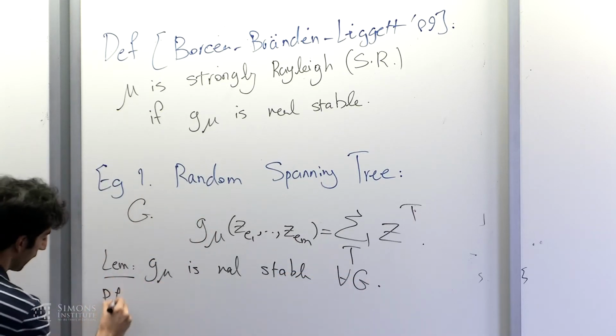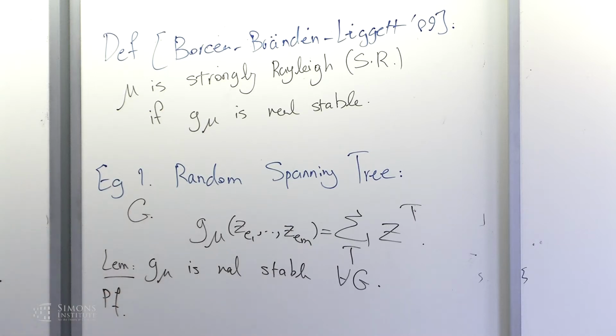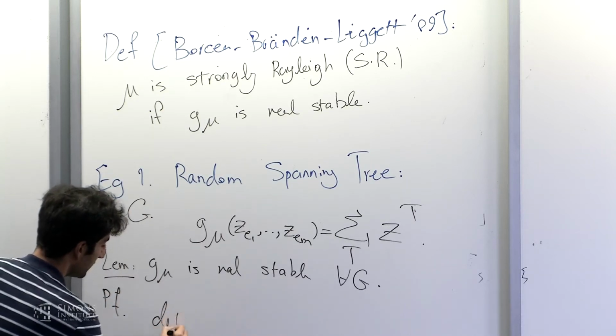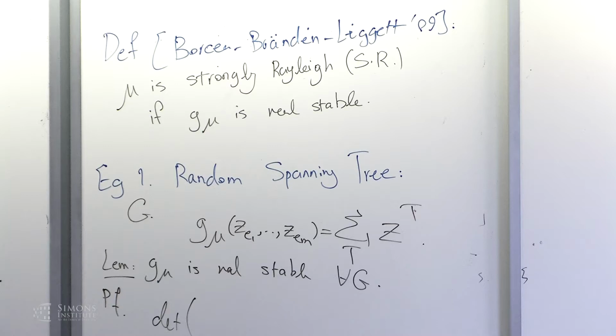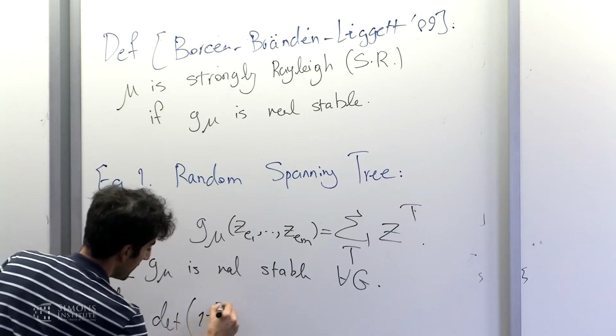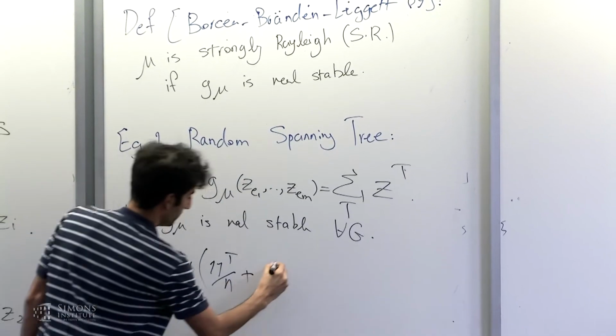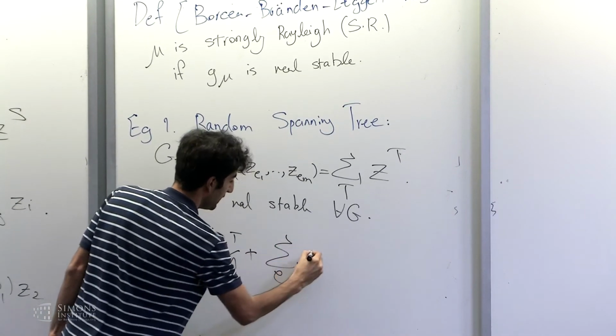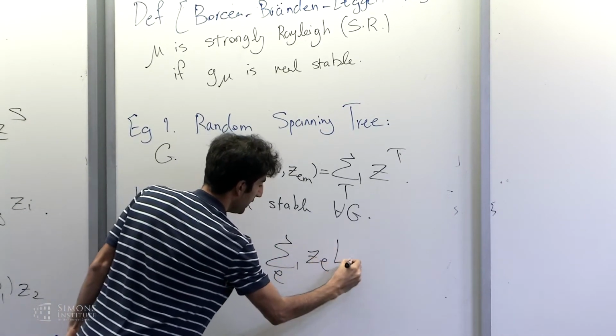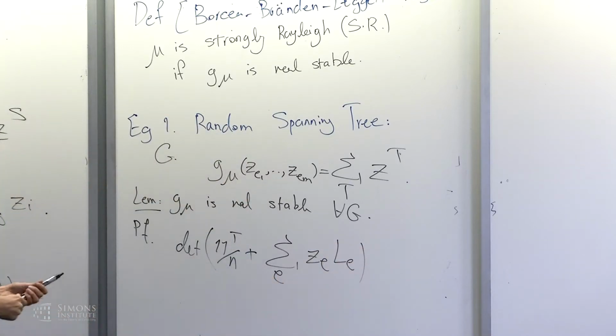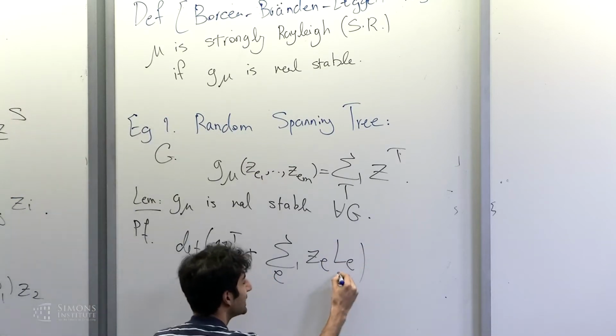The proof is that if I look at this polynomial, determinant of 1, 1 transpose over n plus summation over all edges E, ZE, L of E. What is L of E? L of E is the Laplacian of the edge E.